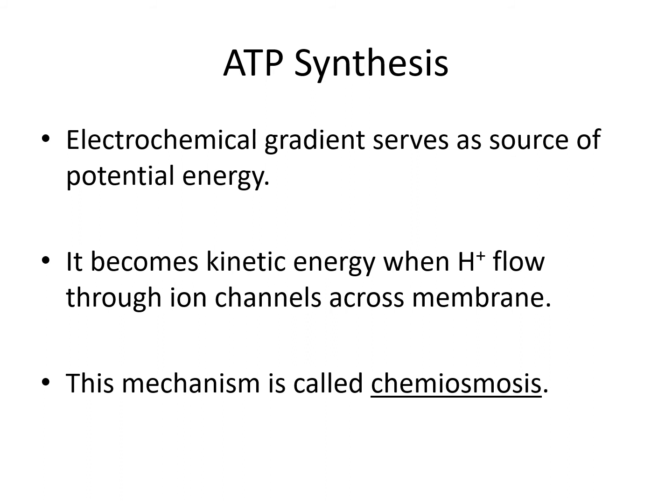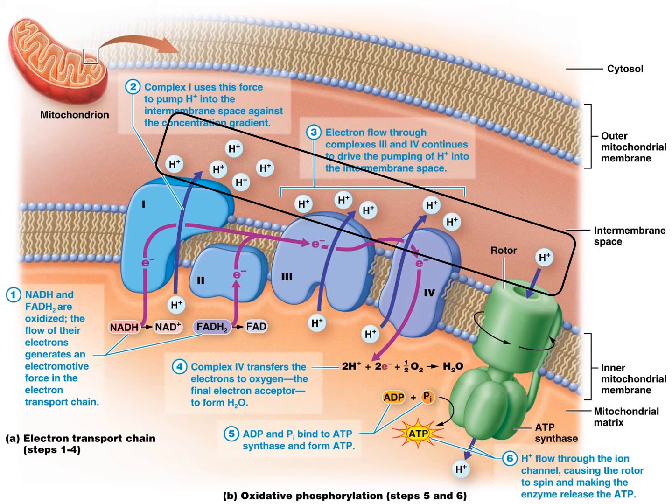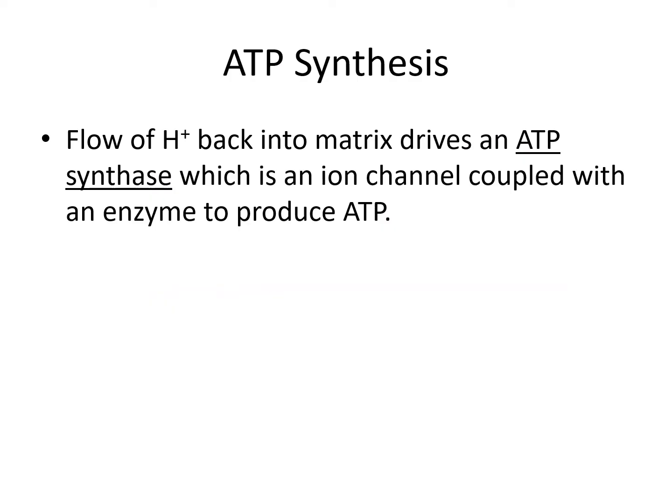It becomes kinetic energy when the hydrogens begin to flow through the ion channels across the membrane, and this mechanism is called chemiosmosis. So here is the high concentration of hydrogen ions, and here's our channel, that when this opens up, hydrogen ions can then rush through this channel, which is linked to an enzyme called ATP synthase that's going to produce ATP. So the flow of hydrogen ions back into the matrix drives the ATP synthase, which is an ion channel coupled with an enzyme to produce ATP.